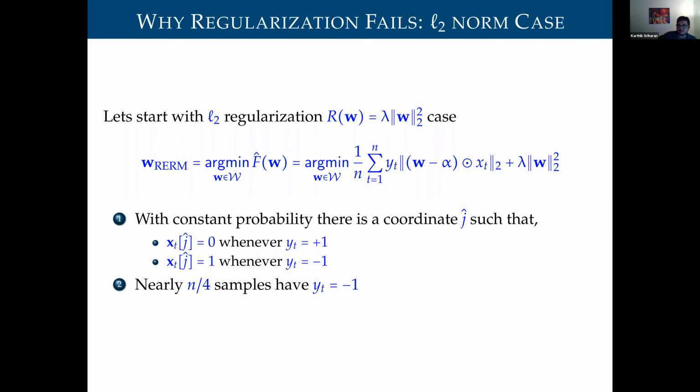Okay, and the second observation is that nearly 1/4 of the samples yt are going to be -1, because yt is picked to be -1 with probability 1/4.